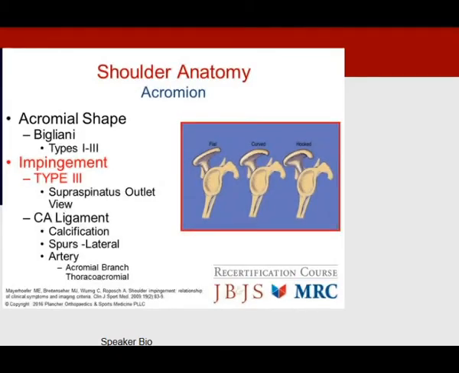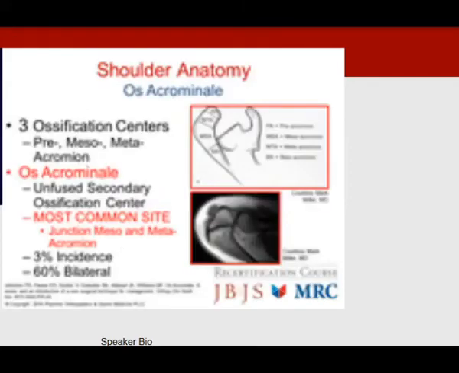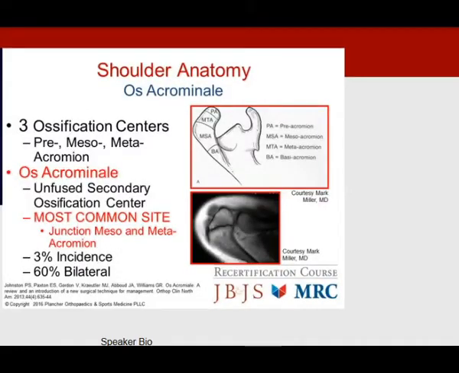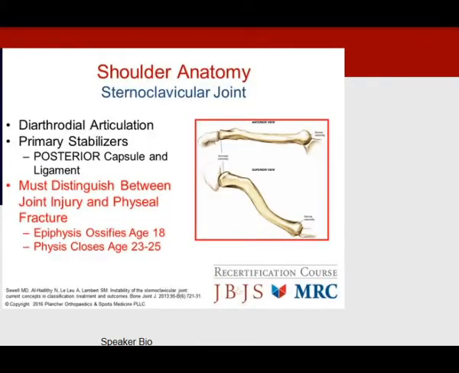Louis Bigliani and others helped us describe the shape of the acromion from type 1, type 2, and type 3. And we're going to talk a little later about the importance of the type 3 acromion and how it impacts patients with impingement syndrome and rotator cuff tears. Most of the time the acromion fuses, but at times in 3%, so rare, but 60% bilaterally in those individuals, an os acromiale can be found. And this unfused secondary ossification center is located at its most common site between the meso- and the metaacromion.